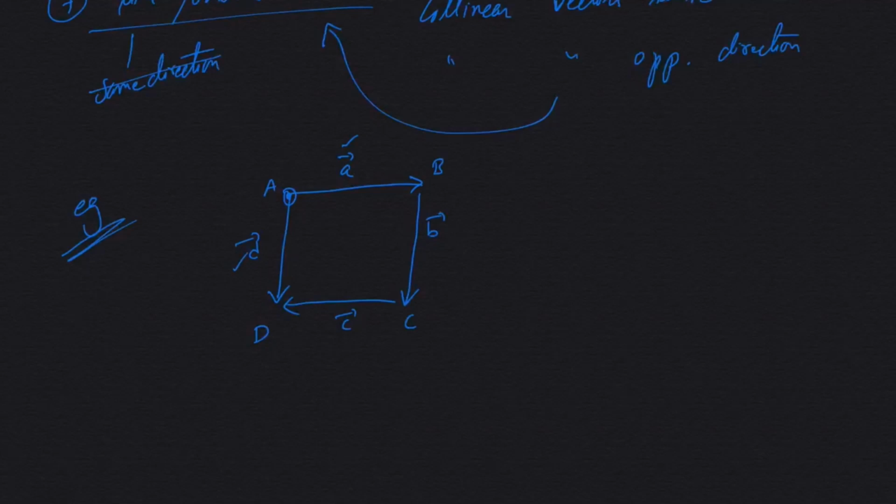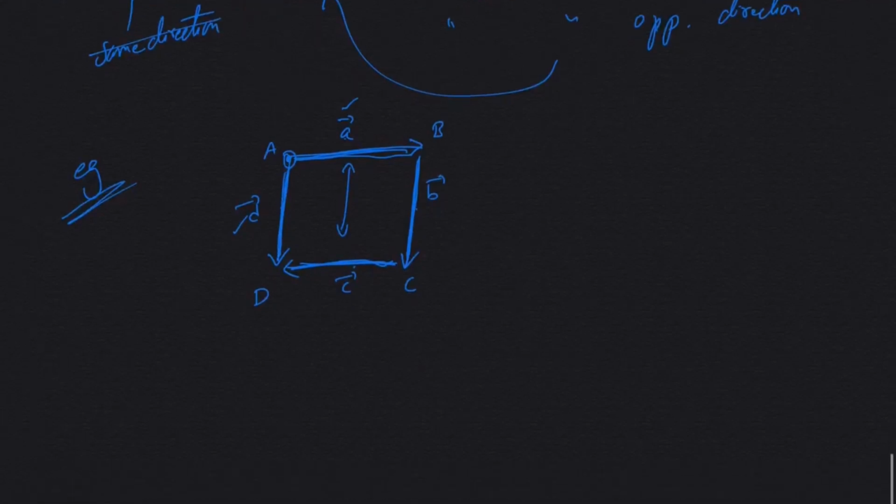Next is equal vectors. What will be equal vectors? That will be vector D and vector B, because they are parallel, imagining this as a square. Vector A and vector C will not be equal vectors. Equal vectors will be vector D and vector B, because they are parallel and equal in magnitude also, since we are considering a square. Negative vectors will be vector A and vector C, because they are of the same magnitude in opposite directions. All right, collinear vectors are parallel vectors, that is vector A and vector C, and vector D and vector B are also parallel vectors.